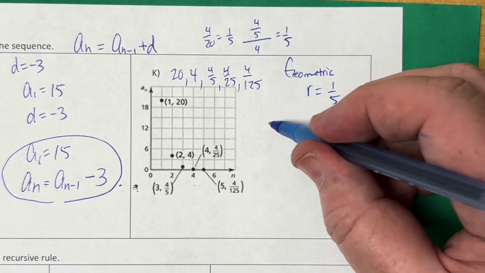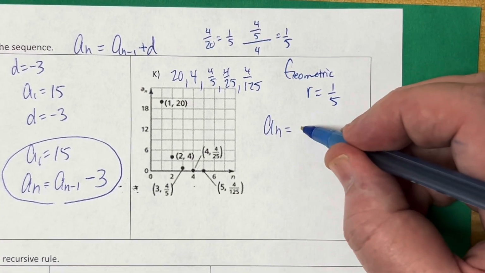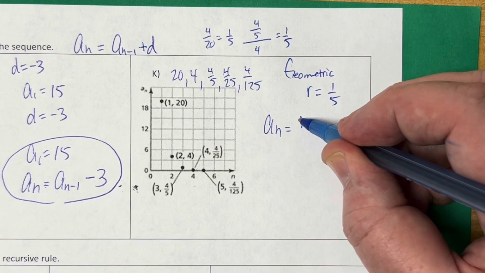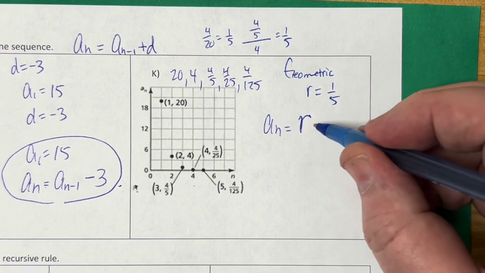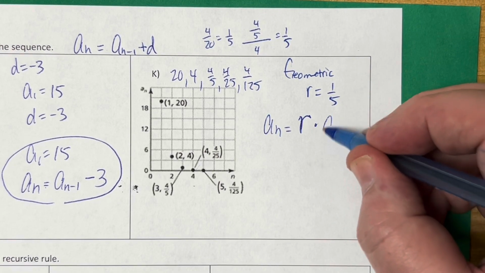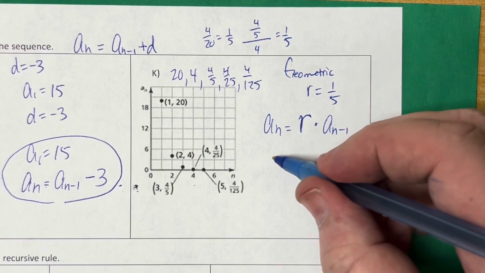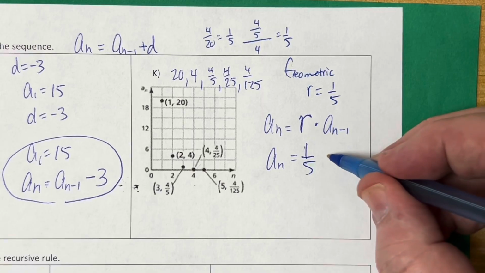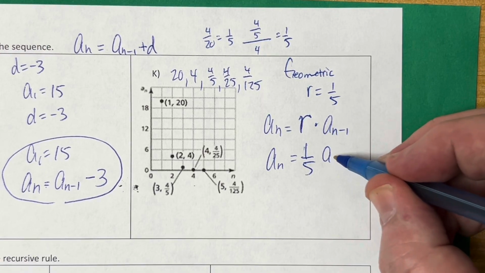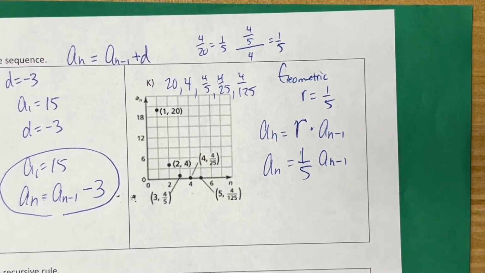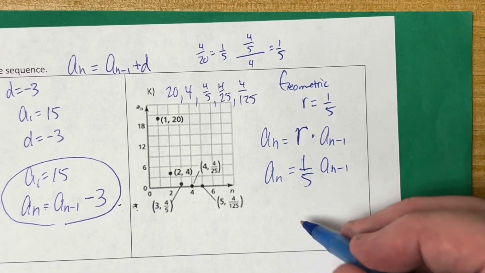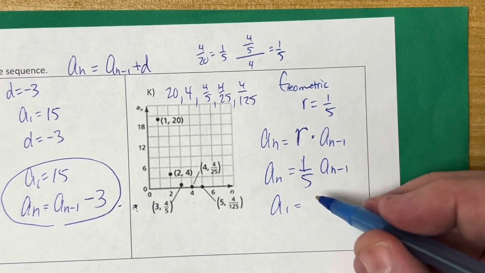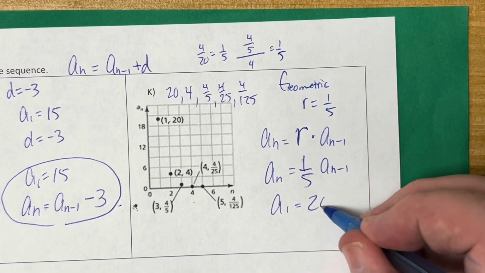So for the geometric equation, we're going to do a_n equals r times the previous term. So a_n is 1/5 times a_(n-1). And then a_1 is 20.